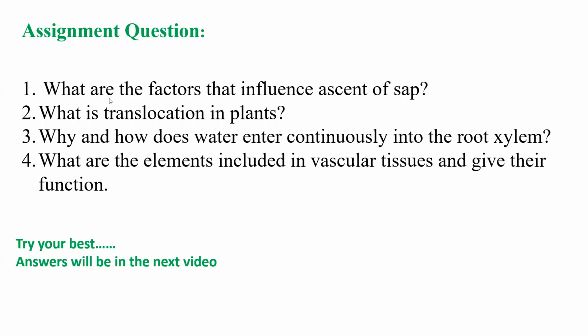Assignment questions. Number 1, what are the factors that influence ascent of sap? Number 2, what is translocation in plants? Number 3, why and how does water enter continuously into the root xylem? Number 4, what are the elements included in vascular tissue and give their function? These are the 4 questions. Try to answer. If you are not getting, in the next video I'll give the answers.